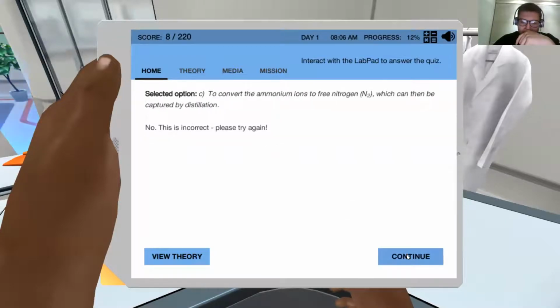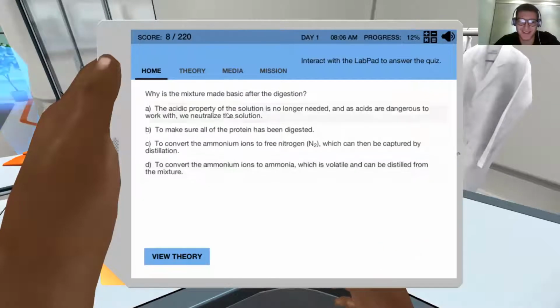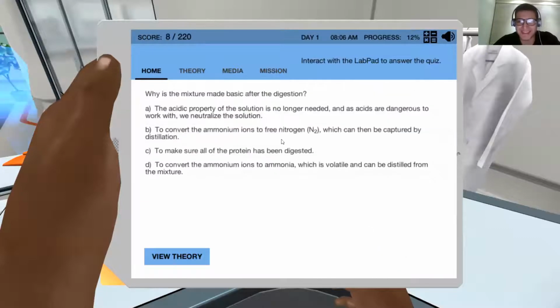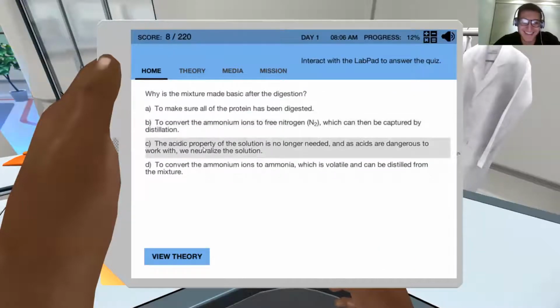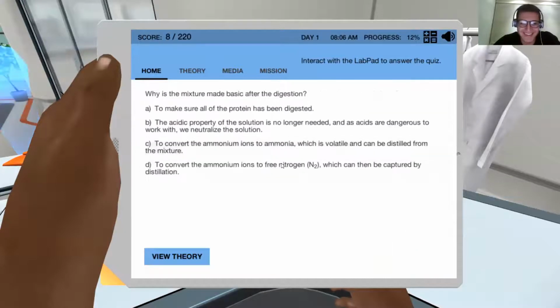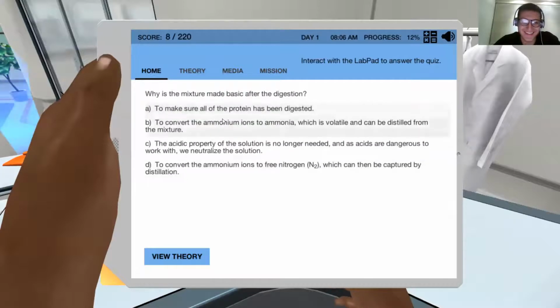No, this is incorrect. No, this is incorrect. No, this is incorrect. No puede ser. No, this is incorrect. No, this is incorrect. No, this is incorrect. Todas están incorrectas. You got it.